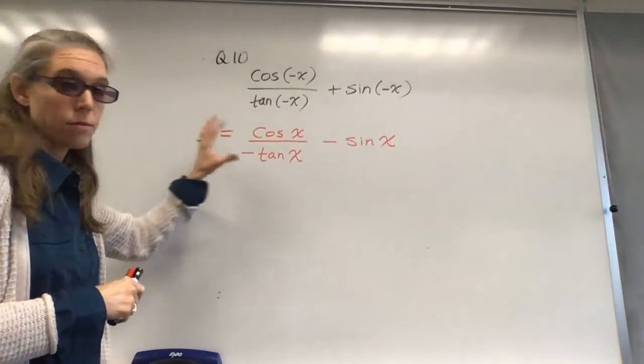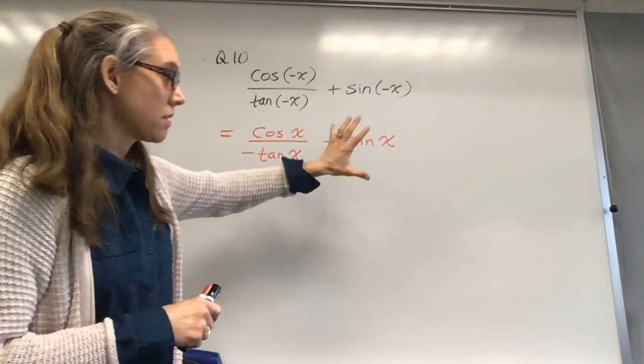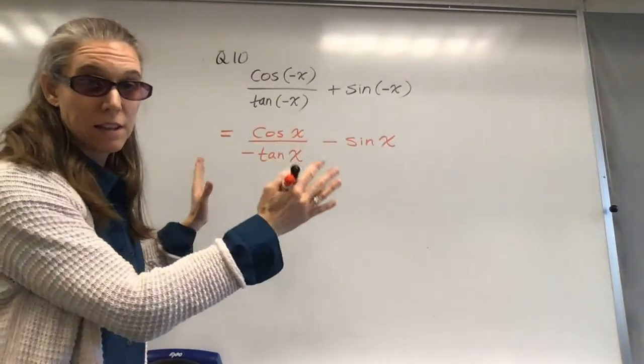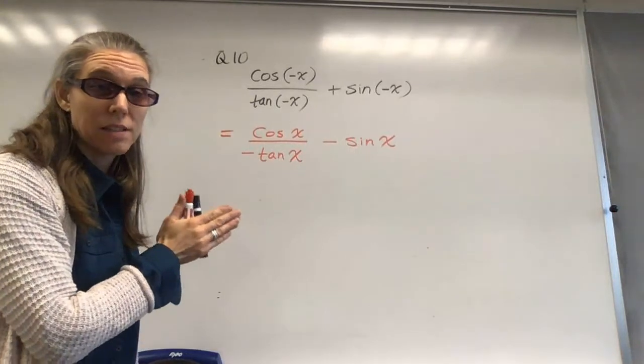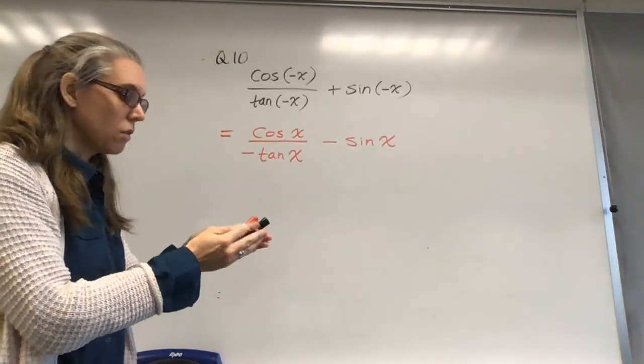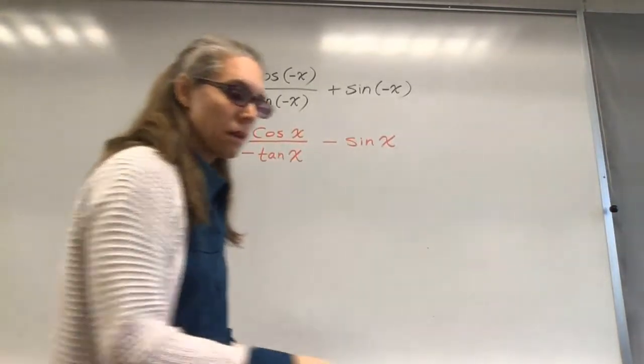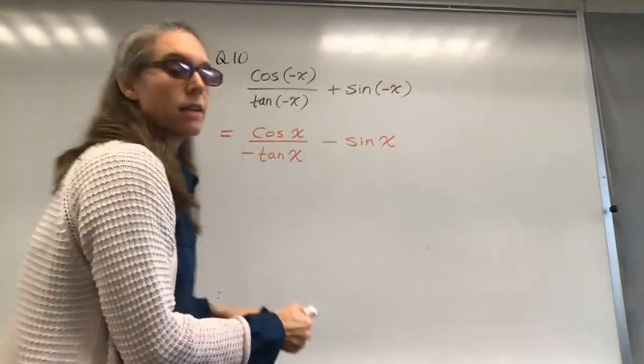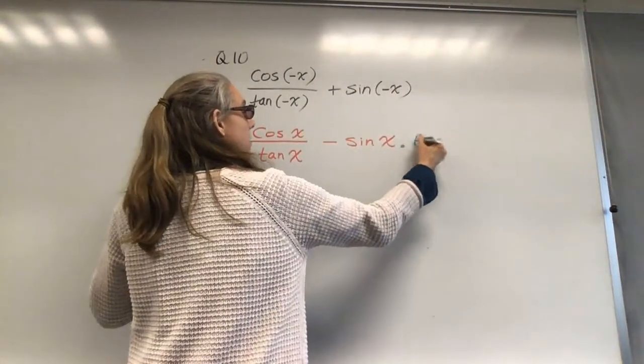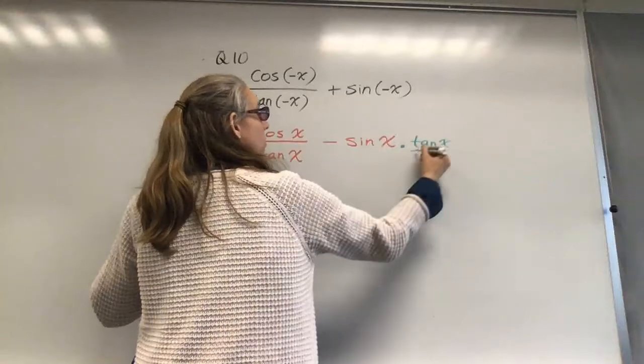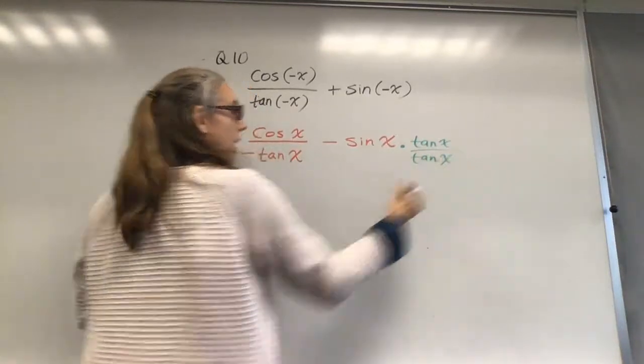Okay, so now I have a fraction and something that's not a fraction, and I need to combine them together. So what we need is a common denominator. So I'm going to multiply sine x by tan x over tan x.